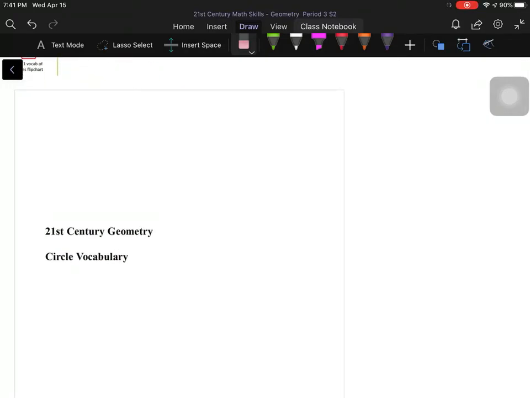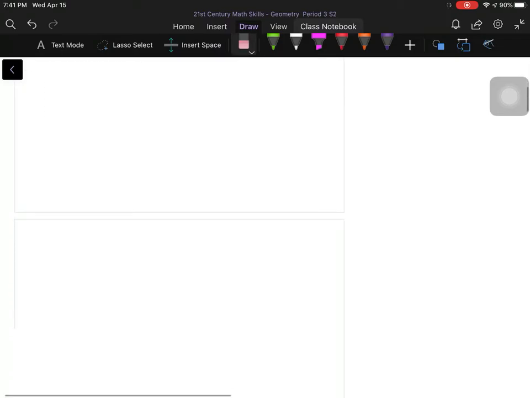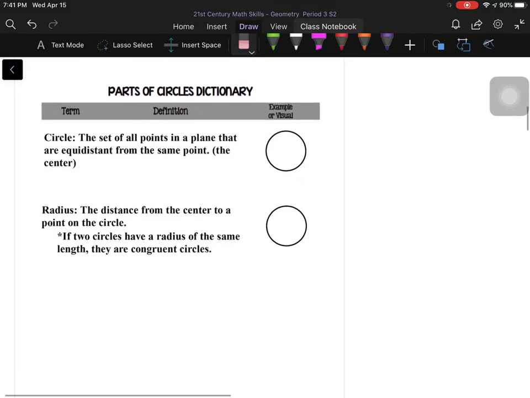Okay, I'm gonna go through a few notes for you guys so you can take a look at this stuff, and maybe it'll be a little different than how you were taught. So the first part of this chapter was parts of a circle. A circle is a set of all points in a plane that are equidistant. So there's the center of the circle. All of these points on the circle are the same distance away from that center. That's what makes it a circle.